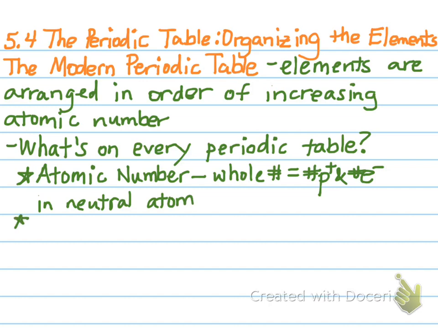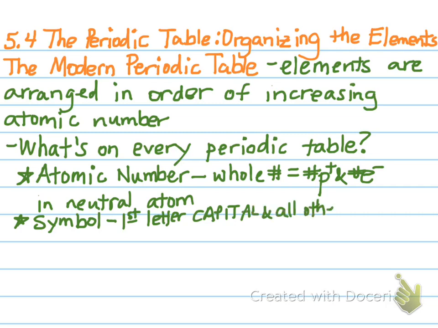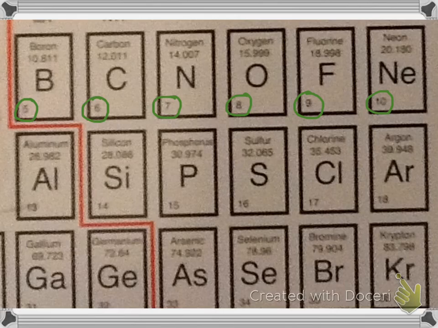Another thing that's on every periodic table is the element symbol. The element symbol, always the first letter is a capital, and all others are always lowercase. So we already looked at atomic number, but we see the element symbols here. And again, we see a capital letter followed by a lowercase letter.